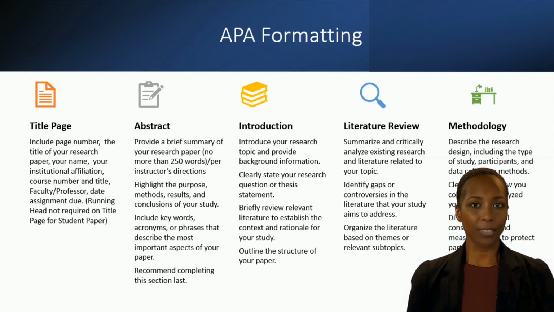Literature review. Summarize and critically analyze existing research and literature related to your topic. Identify gaps or controversies in the literature that your study aims to address. Organize the literature based on themes or relevant subtopics. Methodology. Describe the research design, including the type of study, participants, and data collection methods. Clearly explain how you collected and analyzed your data. Discuss any ethical considerations and measures taken to protect participants.